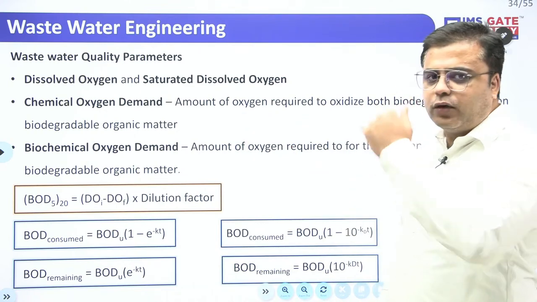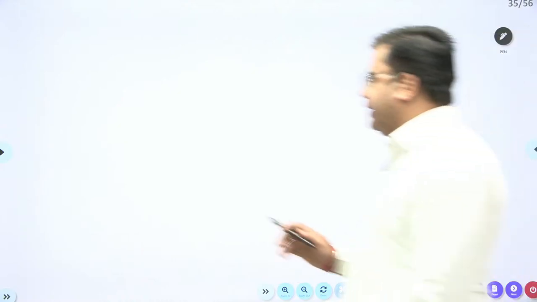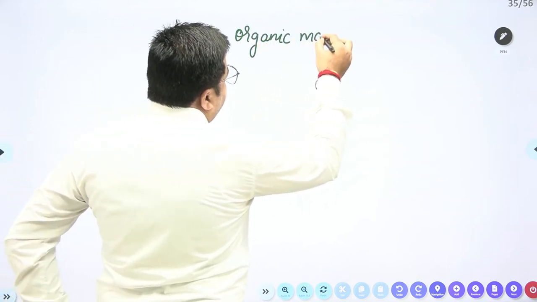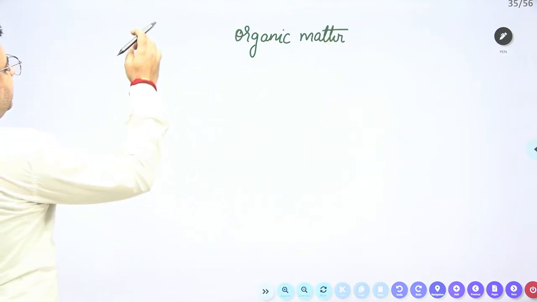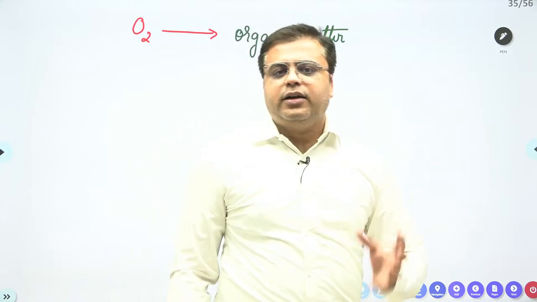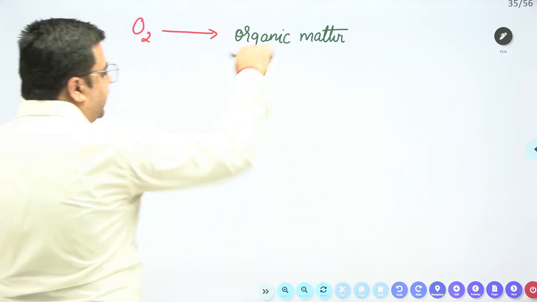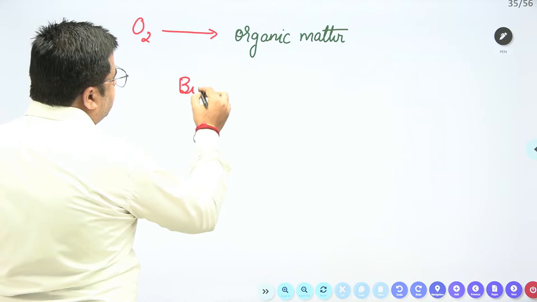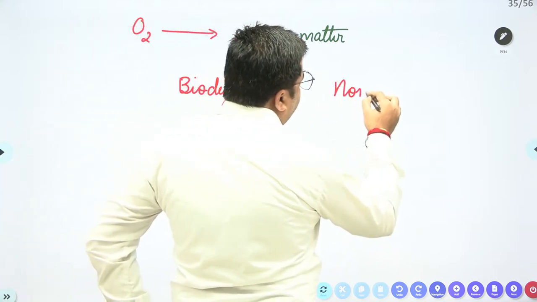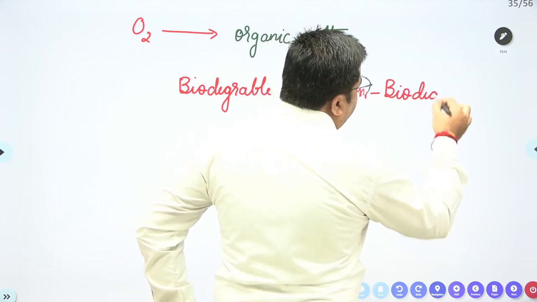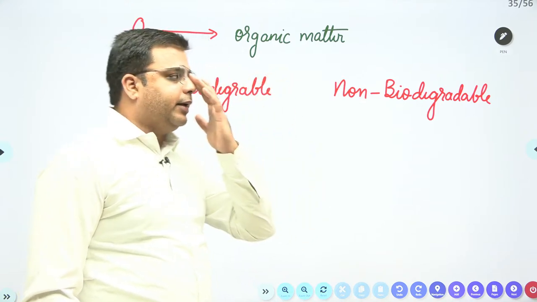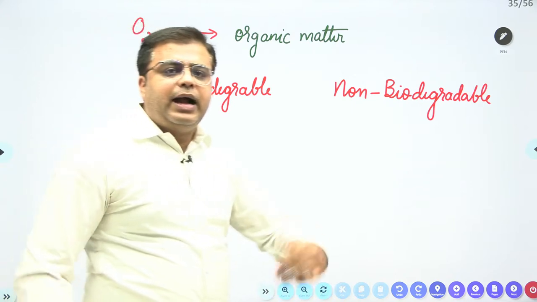Next, talking about the wastewater quality parameters. For that, let me just add a slide and tell you. For this organic matter which is present in the sewage, you will require some amount of oxygen to decompose this organic matter. Correct? Is this okay? Now, this organic matter is of two types: biodegradable organic matter and non-biodegradable organic matter. Understand this very clearly. It is one of the most important things, right? Organic matter is of two types, biodegradable and non-biodegradable.